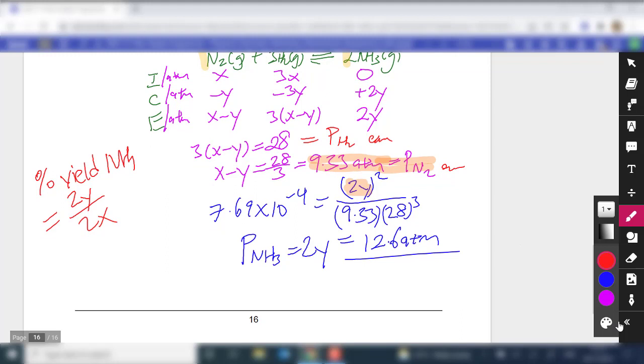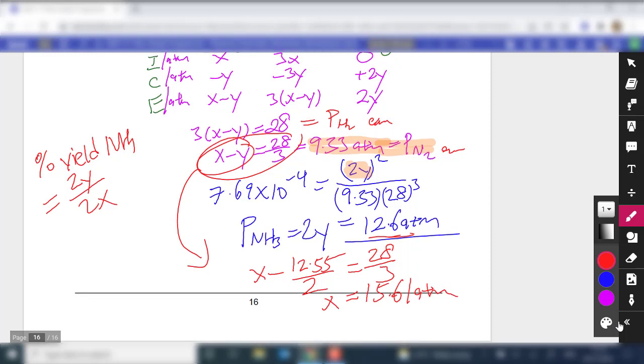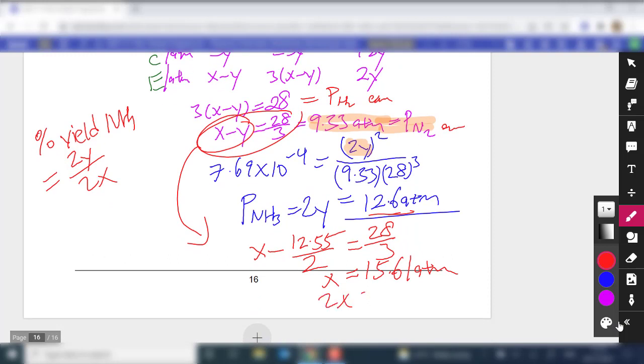Whichever equation you want to use, so maybe we can use it from here. So in that case, I'm going to get x minus 12.55. Why 12.55? Because that is the actual value of the partial pressure of ammonia, but we just round up to 3SF over here. So divide by 2, and this is actually equal to 28.3. It's simply based on this equation. And then we will calculate X to be around 15.61 atmosphere. So if X is 15.61, then that means that 2x will be just double of this, so we can easily get 31.22 atm.